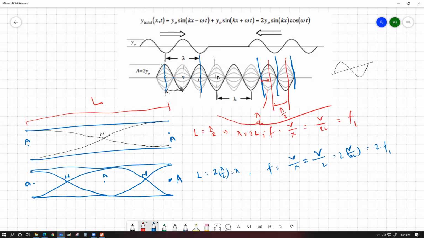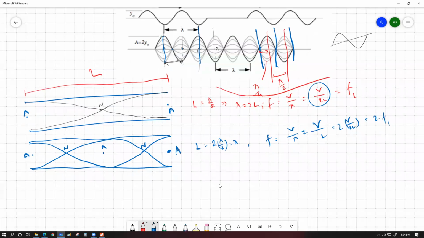Why 2 into V divided by 2L, sir? I didn't understand. To bring this ratio into the expression. Oh, I see, sir. Because I'm trying to represent all the upcoming frequencies in terms of the fundamental frequency. Understood? Yes, sir. Good.